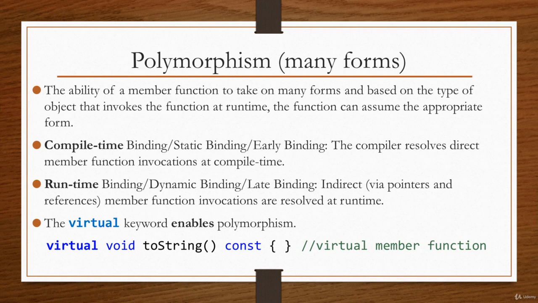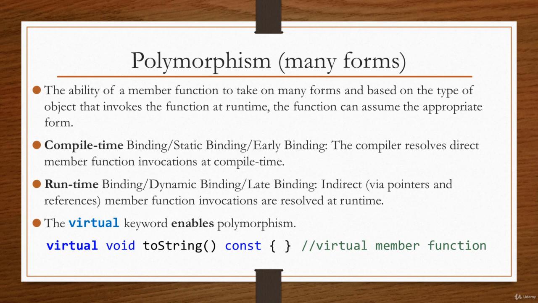We have compile time binding, also referred to as static binding or early binding, and in that case the compiler resolves direct member function invocations at compile time. Direct simply means that we are not working with pointers or references. So if you have overloaded member functions and overloaded operators, then the compiler is going to resolve which one is appropriate to invoke at compile time. And typically when something is done at compile time, then when you actually run your program, it's going to be more performant and it may use less memory.